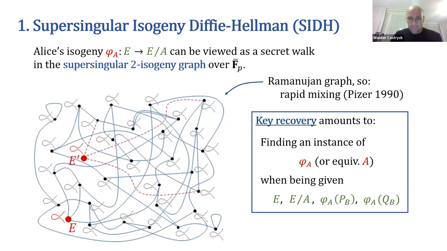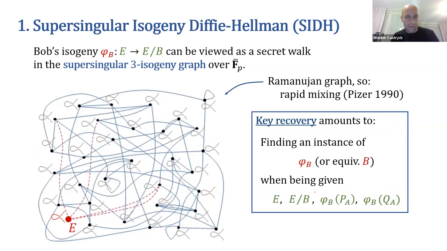Okay. But key recovery is not just finding a path in the graph. It's finding a path between E and E modulo A in the graph. You also have these auxiliary points here. So key recovery amounts to finding this path, or equivalently finding the secret subgroup A, upon input of E, the starting point, E modulo A, the endpoint, and the auxiliary points, the images of Bob's auxiliary points under Alice's secret isogeny. And similarly for Bob, this is then a walk in the 3-isogeny graph.